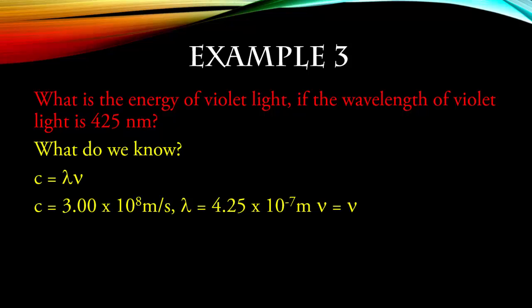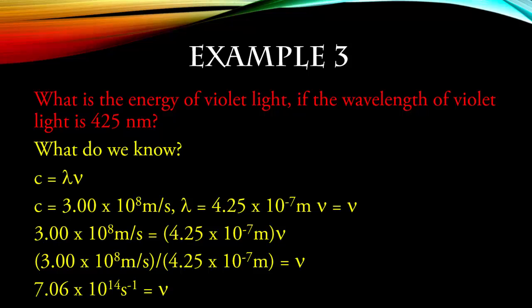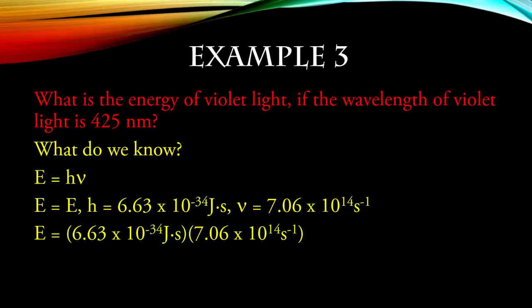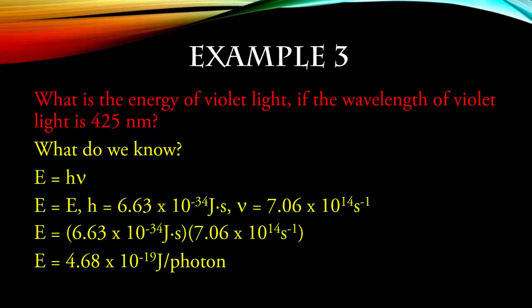The frequency is the frequency. Set everything up, solve for the frequency, and it turns out that this violet light has a frequency of 7.06 times 10 to the 14th per second. Now we can go back to the original set, and we can change our third line here, because now we know the frequency, 7.06 times 10 to the 14th hertz. Plug this into the equation, and you get 4.68 times 10 to the minus 19th joules per photon.